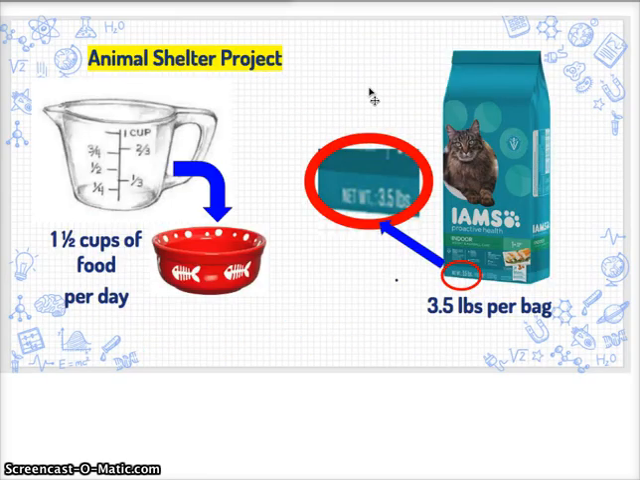So for example, when you feed animals, you tend to talk in cups, which is usually represented with fractions. But when you buy food, it's usually represented in decimals. So this lesson will briefly review how to take fractions and turn them into decimals.